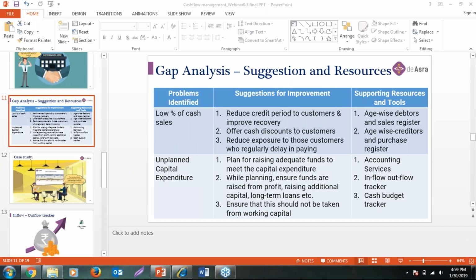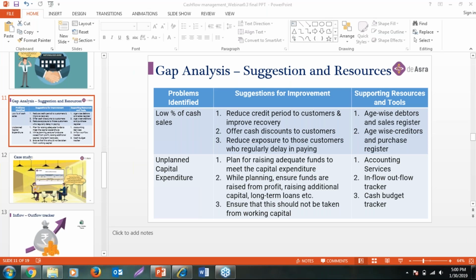Again, going forward to the age-wise debtors and the sales register, age-wise creditors and the purchase register. Here you can mark the debtors and creditors so that you can define a period that can be of 30 days, say 60 days, 90 days, etc. So this is just an example. We also have a cash budget tracker, wherein you can compare the actual cash figures with the budgeted figures and see whether you have met the mark. After taking the required figures, you can analyze the cash budget. Have you met whatever you have decided on?